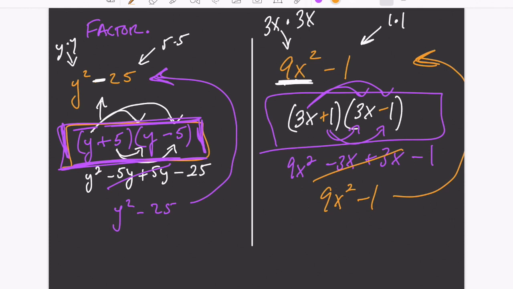But keep an eye on the patterns, right? What are we looking for? When we see something like this, where there's no middle term, and the number is a perfect square, and the y squared is a perfect square, or even over here, something a little more complicated, but there's no middle term, but the 9x squared is 3x times 3x, right? The number 9 is still a perfect square. And 1 is 1 times 1, right? That's what we're looking for. When we see that, we know that that's a difference of perfect squares.